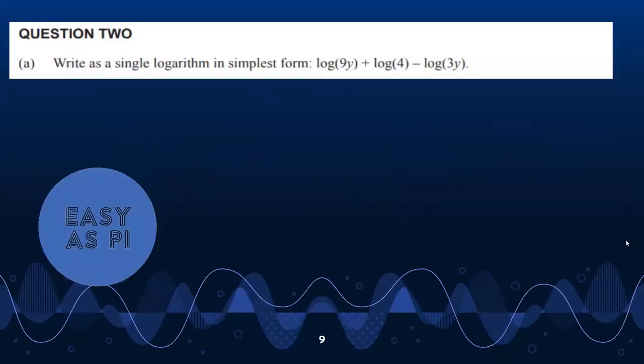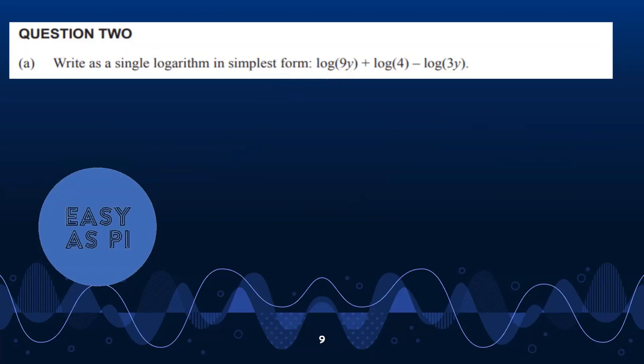So we're going to start off with a question. This is question 2 taken from level 2 algebra last year in 2020. And question A, we'll start simple, and this just shows how we apply these rules. The question is, write as a single logarithm in the simplest form: log 9y plus log 4 minus log 3y. You may be tempted to collect like terms. You see you've got a 9y and also a 3y, but I'd advise you to stop and look at the question again.